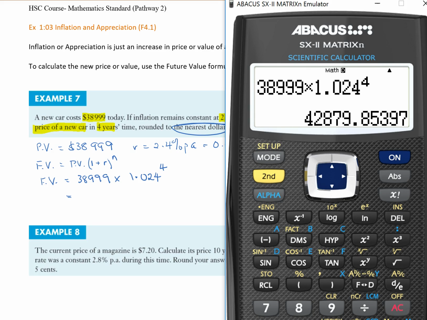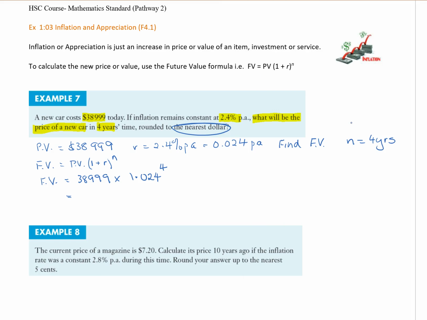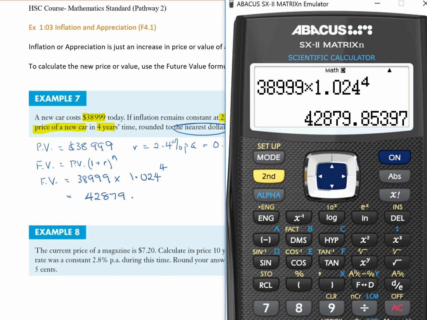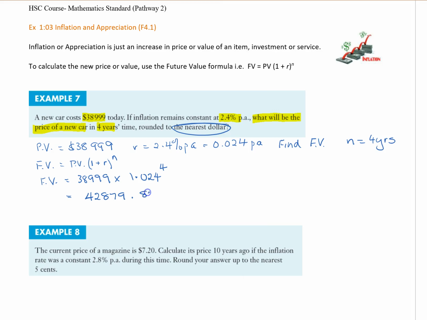If I go to my calculator, you can see I've done just exactly that, and you get 42,879.85. Now the question did say to the nearest dollar. If you're cutting off 85 cents, you know that you would round up, and from 79 to 80. So we would expect to pay $42,880 in 4 years' time to replace this car with a brand new one.